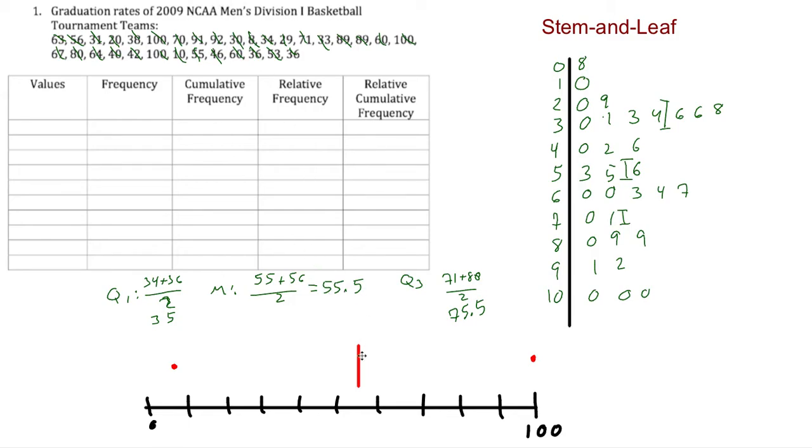And then Q1, the lower quartile, is 35, so again we've got 10, 20, 30, so about 35. And Q3, the upper quartile, is going to be 75. So if this is 60, that's 70, so 75.5. Maybe about there. 80, 90, 100.